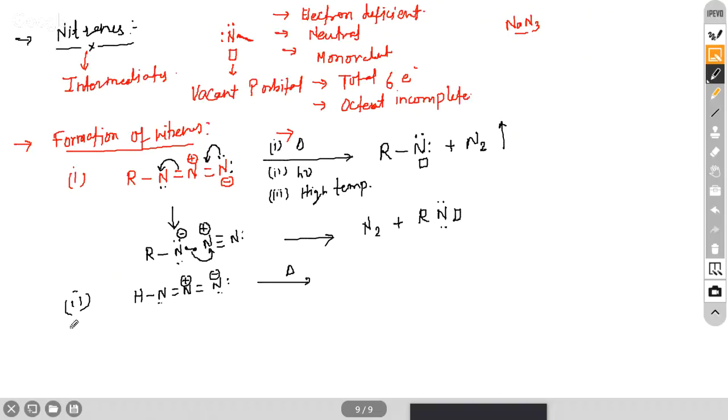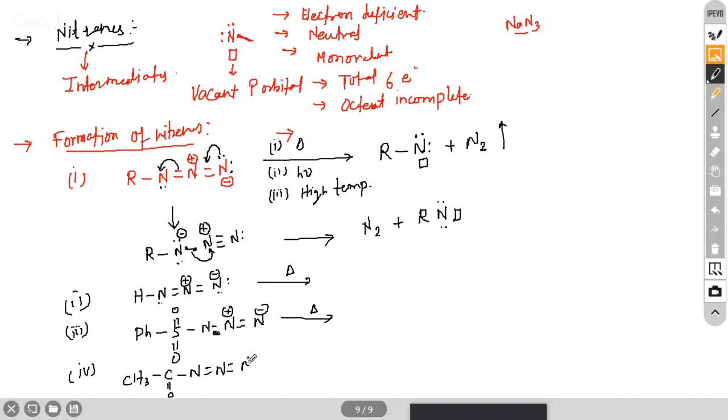When you heat this, PhSO2 double bond O, N double bond N, double bond N, positive and negative, and you are heating this. One more you write down, CH3, C double bond O, N double bond N, double bond N, negative, positive.